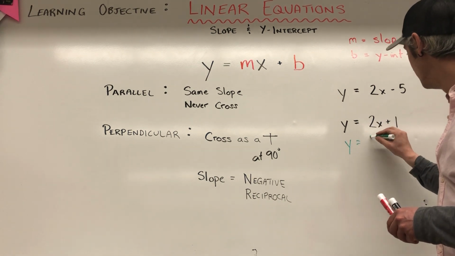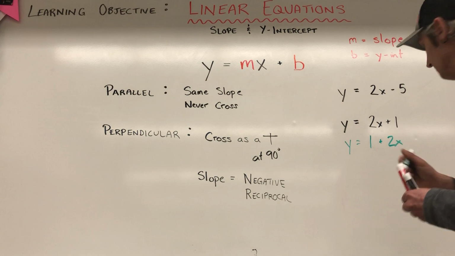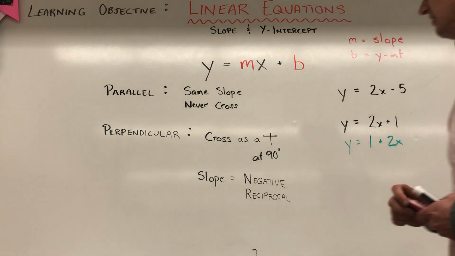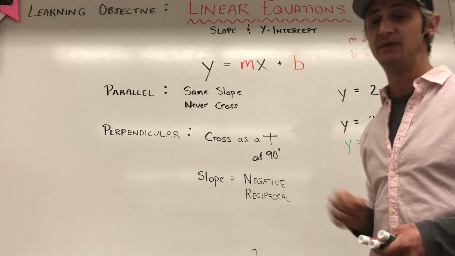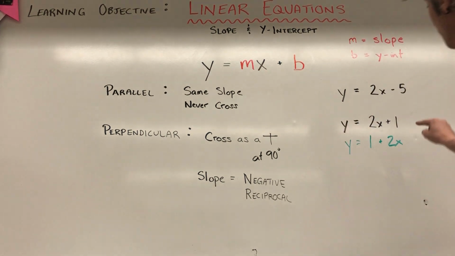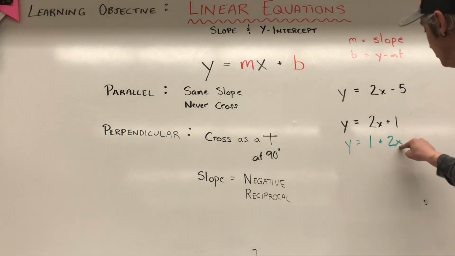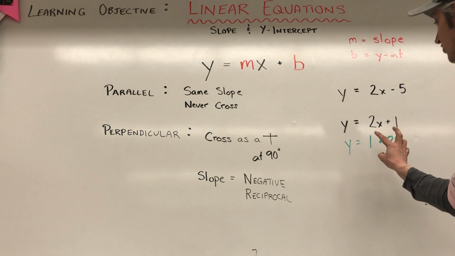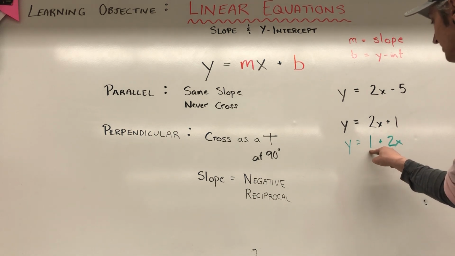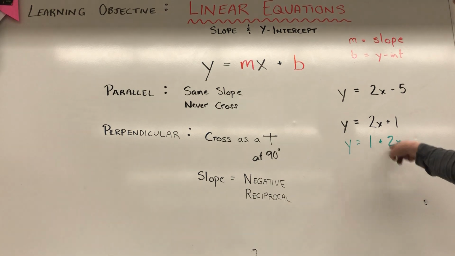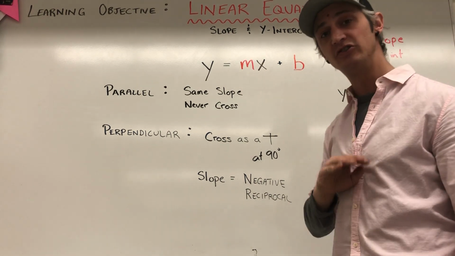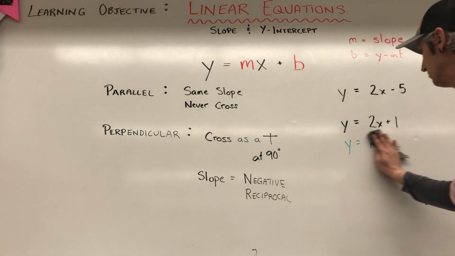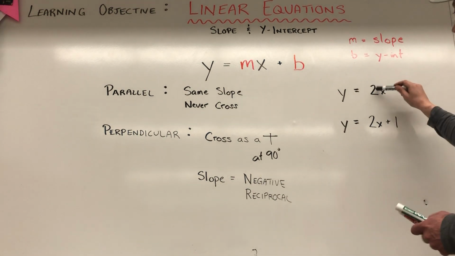Now, I could have also written both of these equations like this: y is equal to 1 plus 2x. And what often happens is students say, okay, the first number I see is 1, so that must be my slope. No. Slope is always connected to my x. They might change the order, in which case now this is my y-intercept, this is my slope. But my slope is always tied to x, and my intercept is always just a number.